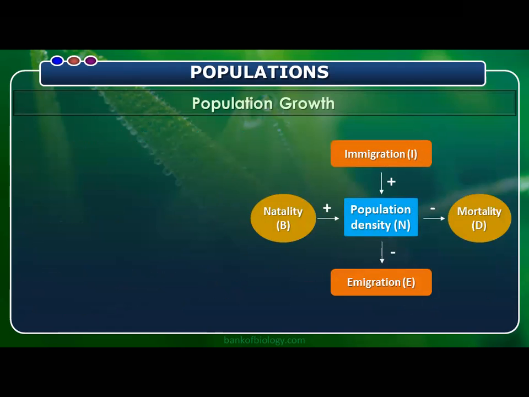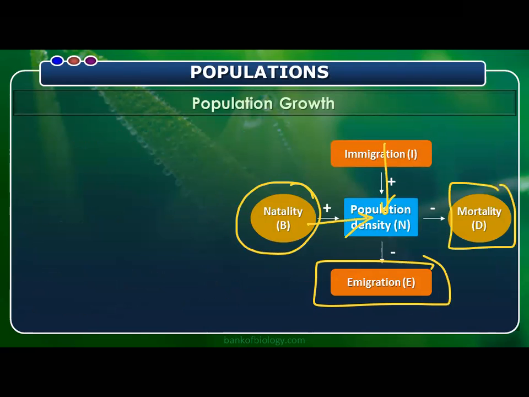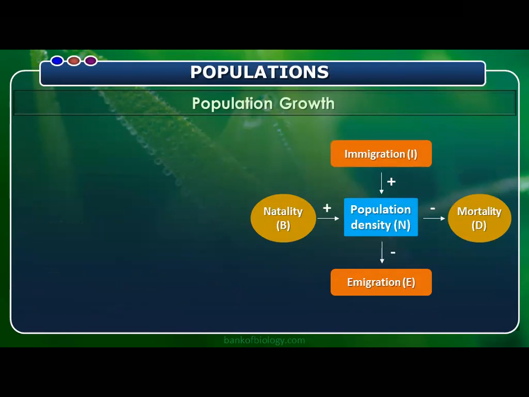How do they affect the population? Natality increases the population, isn't it? Immigration increases the population. Then who decreases the population? Deaths will decrease, emigration going out will decrease. So that's why you see the arrow marks. Arrow marks inside make the population increase. Arrow marks outside show the population decrease.